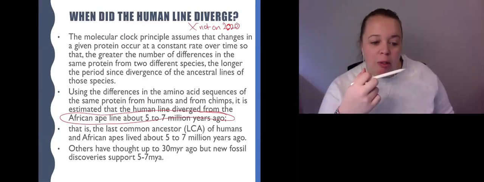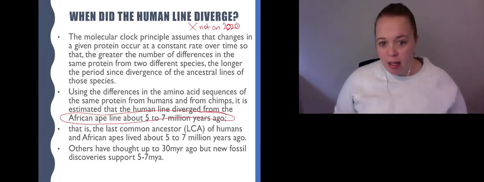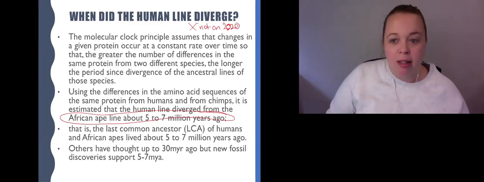Others have thought it might have been up to 30 million years ago, but now we're saying that our fossil record is saying about 30. And that's all I have to say about that.